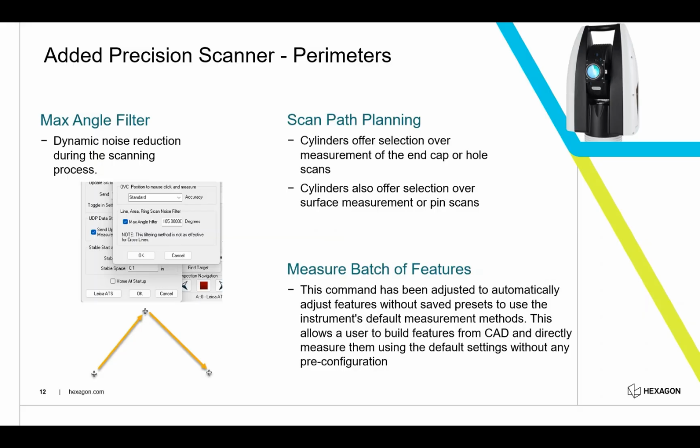The other thing is we've solved a couple of workflow issues related to measure batch of features. So in the prior release, you simply had to configure each feature in the way that you wanted to measure it in advance, and then it was ready to go. Well, in the current version, we now have defaults. So all you have to do is add the feature and hit the measure batch of features function, and SA will immediately tell the tracker what to do, and it'll go ahead and measure. So those are kind of some nice additions for the precision scanner measurements.